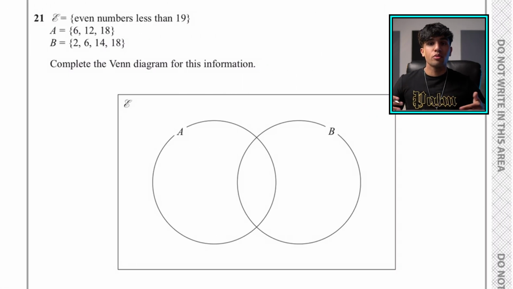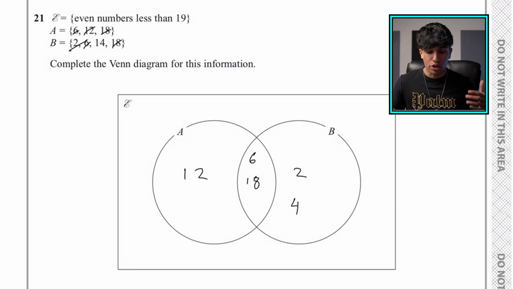For the next question, we start with a Venn diagram. We have to fill in this diagram with the information they've given us. So first, let's start with what's common in A and B, which is 6 and 18. Now let's fill in the remaining of A and B. Don't forget guys to fill out the outside of the Venn diagram too, which in this case is even numbers less than 19. You've just secured yourself 3 marks.